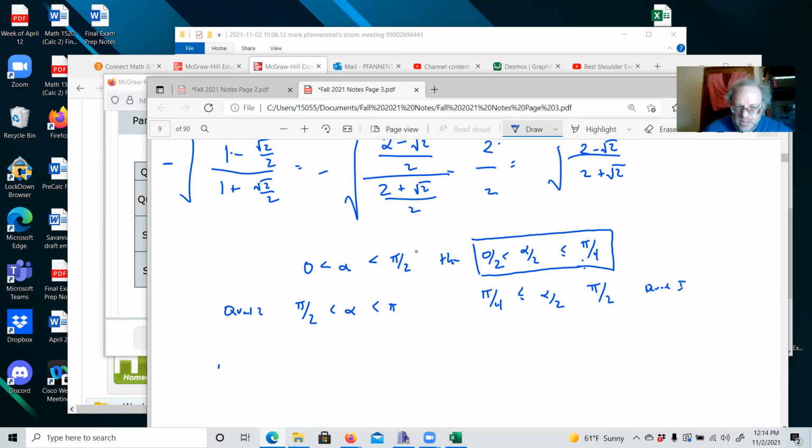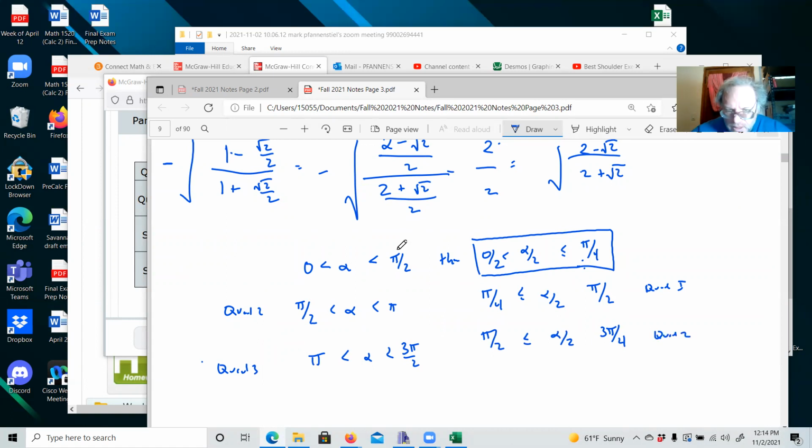For quadrant 3, we have pi to alpha up to 3 pi over 2. That's 180 to 270 degrees, so it's quadrant 3. If I divide everybody by 2, we get pi over 2 to alpha over 2 to 3 pi over 4. Quadrant 2.